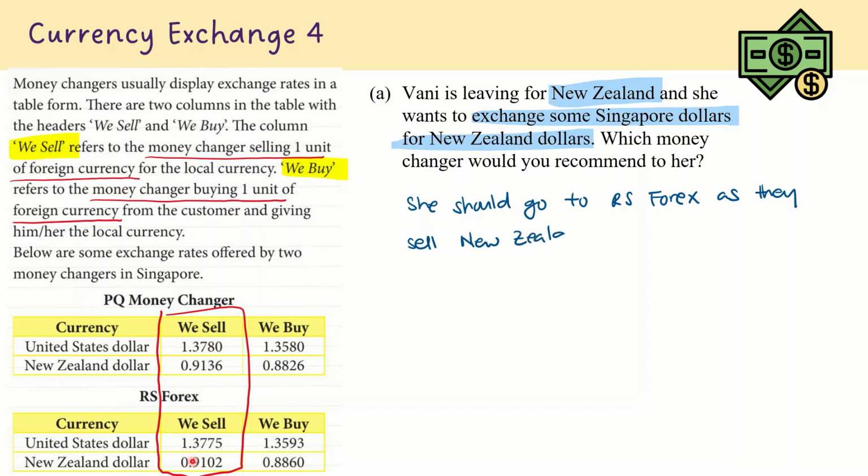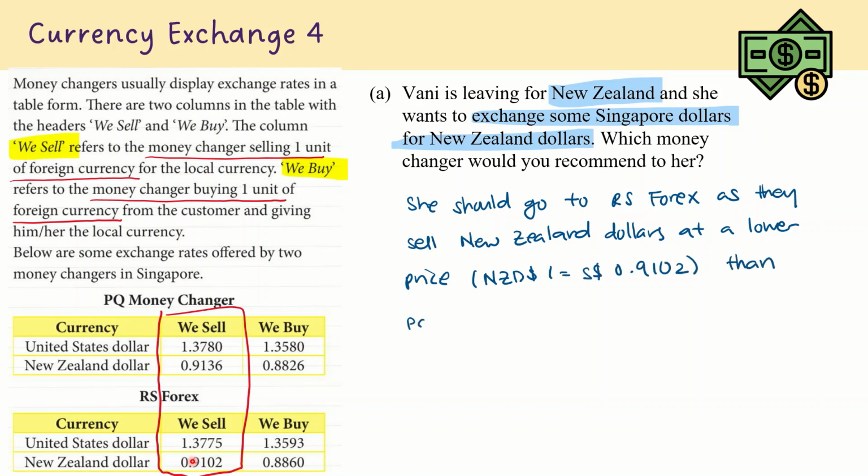That is because they sell New Zealand dollars at a lower price or lower rate, which is New Zealand $1 to 0.9102 Sing dollars, in comparison to PQ money changer, whereby they sell 1 New Zealand dollar for 0.9136 Sing dollars. Okay, shall we move on to part B?